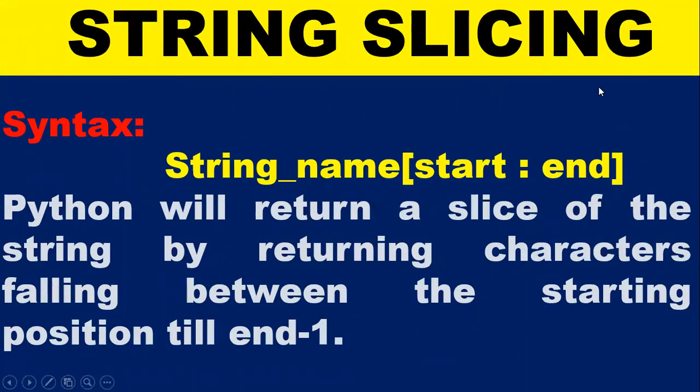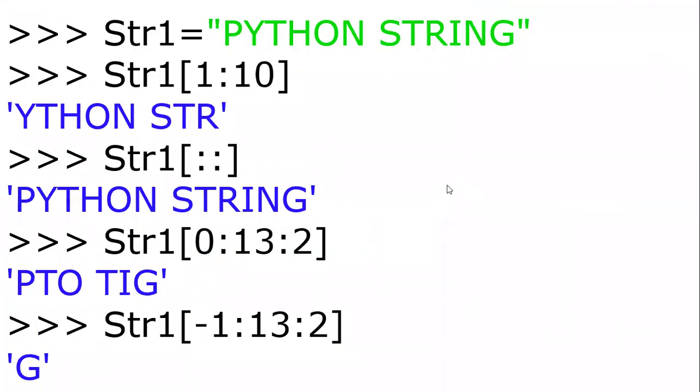String slicing. This is the syntax of string slicing: string name, start colon end. Python will return a slice of the string by returning characters falling between the starting position till end minus 1. Following are the examples of string slicing.